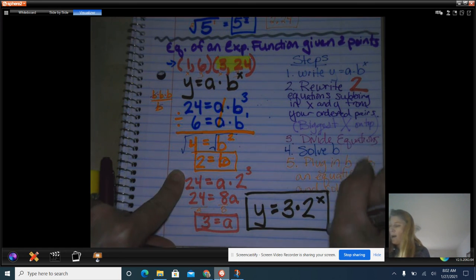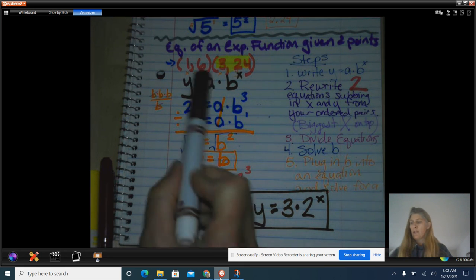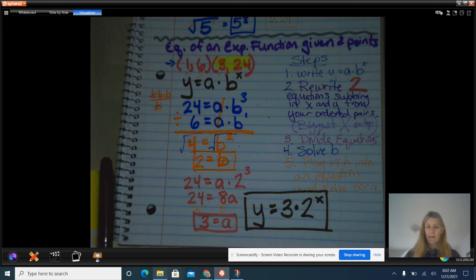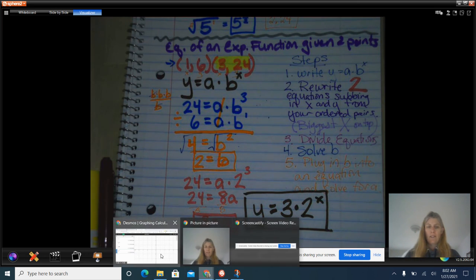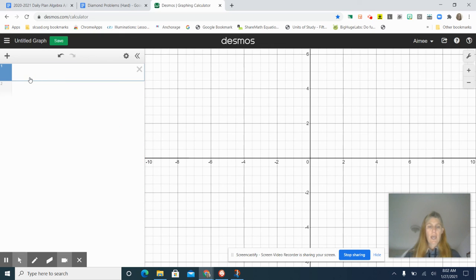So at this point, I always recommend that you check your work. So we're going to go ahead and take a look at this in Desmos calculator. We're going to graph this equation, and then we're going to write these 2 points down and make sure that they are 2 points on the line. So back over to Desmos, we're going to close out our fractional exponents, and we're going to type in our equation. Y is equal to 3 times 2 to the x power. And here's our exponential function.